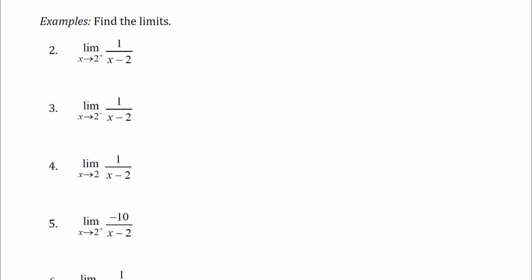For these first three, examples 2, 3, and 4, you might notice that it's the same function, f of x equals 1 over x minus 2, and we're just going to think about finding that limit from the right, from the left, and then question 4 is the two-sided limit. So questions 2 and 3 will help us answer question 4.